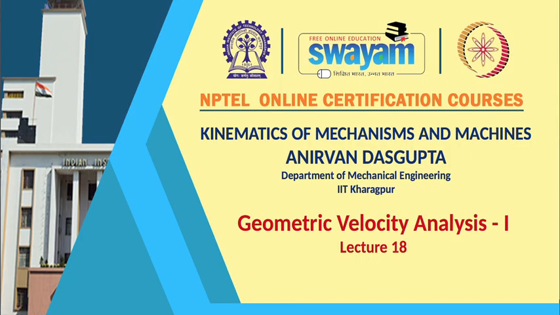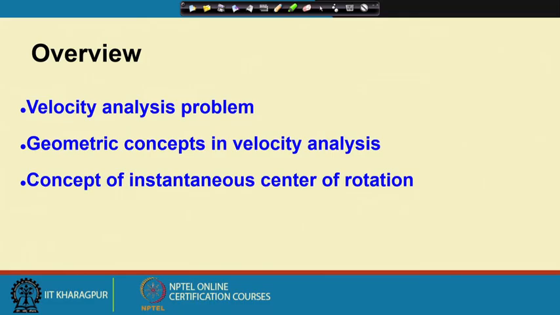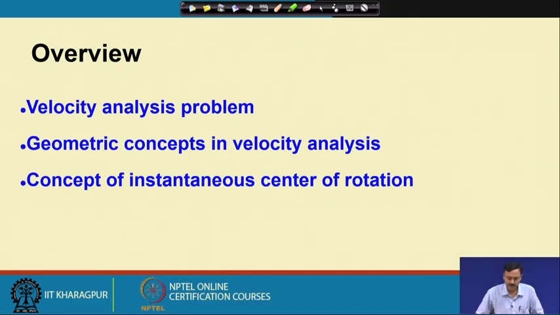In this lecture, we are going to begin discussions on velocity analysis of mechanisms. First, I will define what the velocity analysis problem is, then we will look at some elementary geometric concepts in velocity analysis, based on which we are going to discuss something called the instantaneous center of rotation of a rigid body. So, to give you an overview, we are going to first define the velocity analysis problem, and look at some geometric concepts, which will lead us to the concept of instantaneous center of rotation.